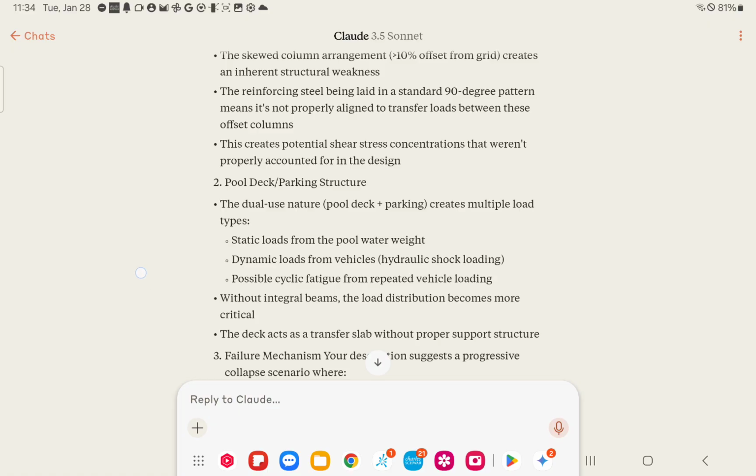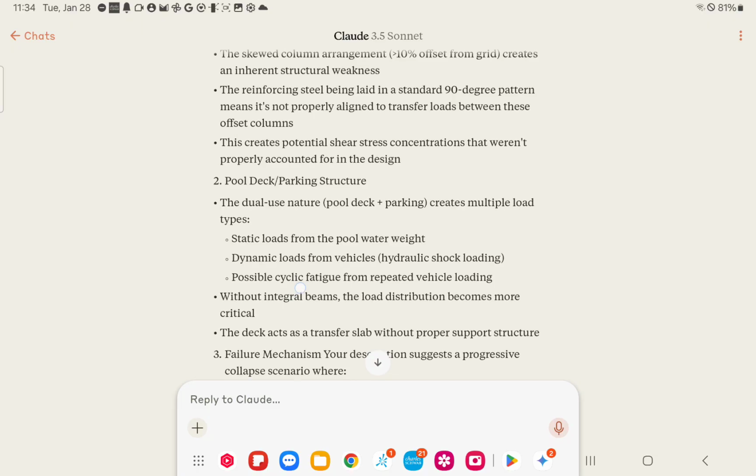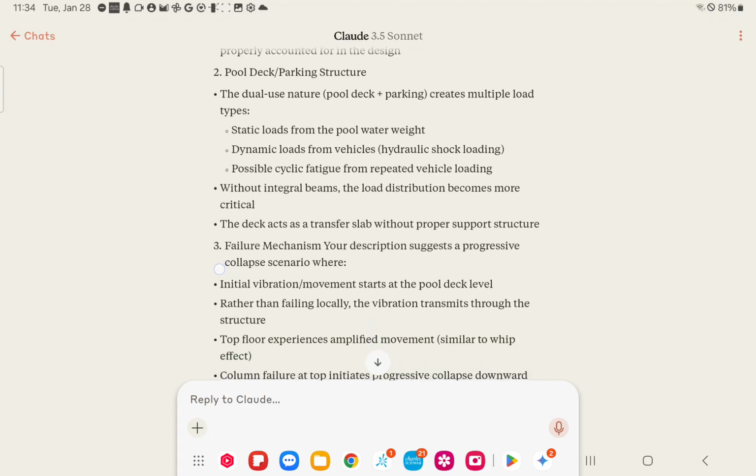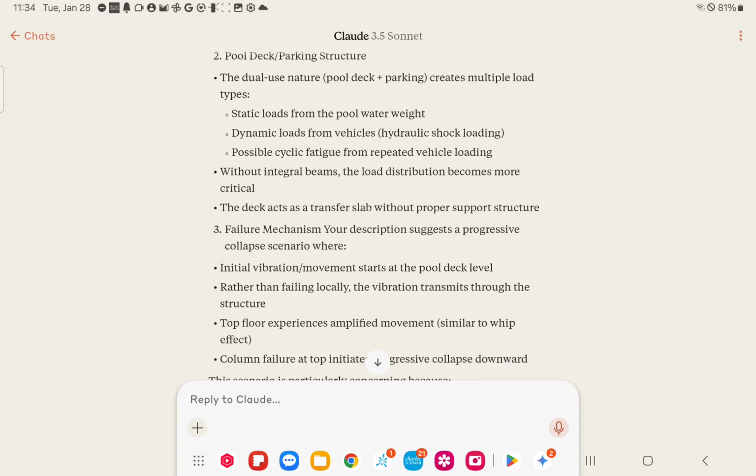Two, pool deck parking structure. The dual use nature of pool deck plus parking creates multiple load types: static loads, and the pool water weight. We don't have to worry about the pool water weight, but let's look at that. Dynamic loads from vehicles, hydraulic shock loading, possible cyclic fatigue from repeated vehicle loading, which I talk about in videos. Without integral beams, the load distribution becomes more critical. The deck acts as a transfer slab without proper support structure.